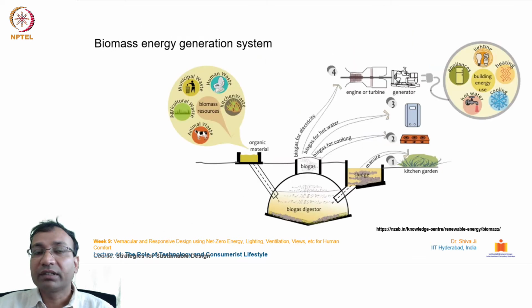Further, coming down to the biomass energy generation system. This is a typical illustration of how it works. First and foremost, we collect the organic material. That organic material can include animal waste, like cow dung, etc., then agricultural waste, the leaves and other leftovers, and then municipal waste also comes into this: human waste, excreta, kitchen waste like vegetable and fruit choppings, etc. Collectively these constitute the biomass resource, the organic material, and they are thrown into the biogas digester over here.